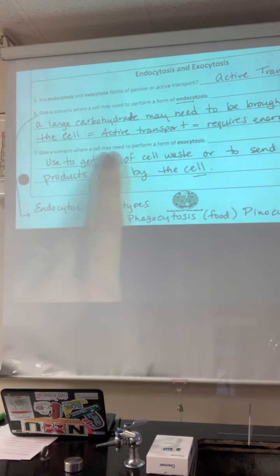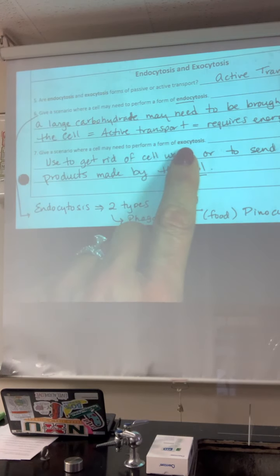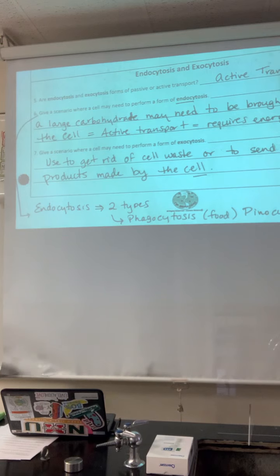Give a scenario where a cell might perform exocytosis. Exo, exiting, pushing something out. So what would the cell push out? Waste, or something that the cell's manufacturing. If it's the cell's job to make insulin, then it's going to make the insulin and push it out into the body where it might be needed. Okay?